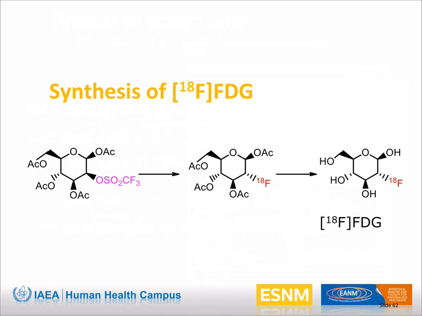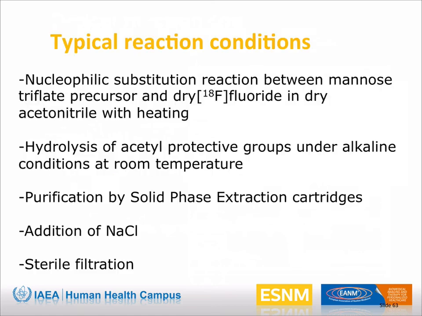The next step is removal of the 4 acetyl protective groups by basic hydrolysis at room temperature. If the temperature exceeds 40 degrees Celsius, racemization can occur, resulting in the formation of fluorodesoxymannose. The final product is purified by solid phase extraction method.